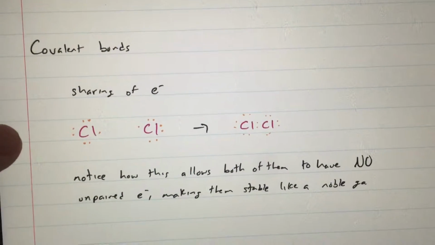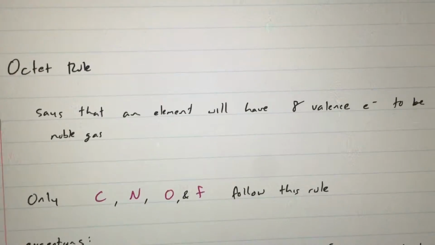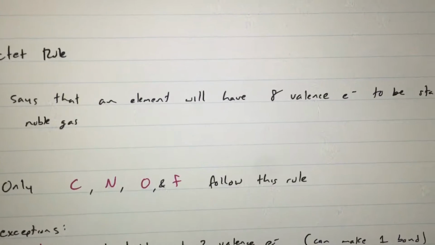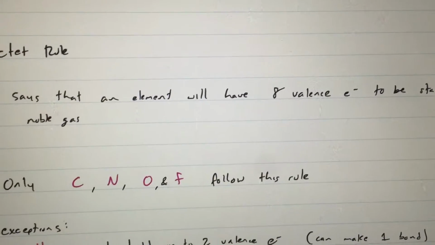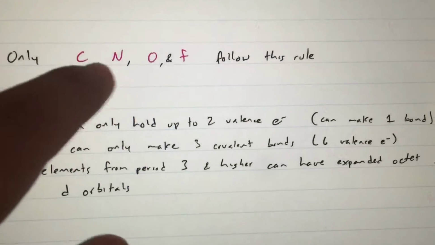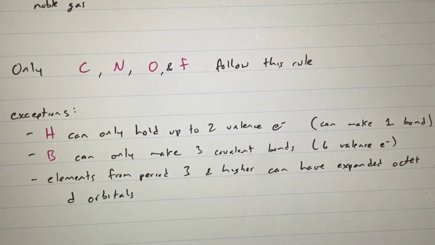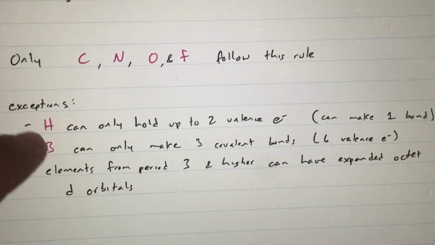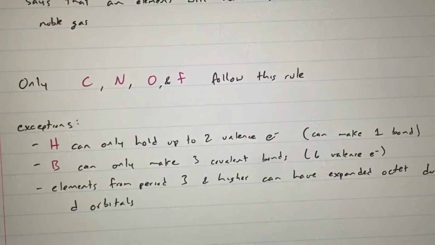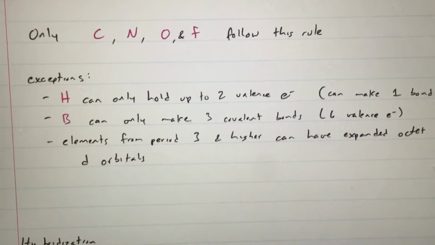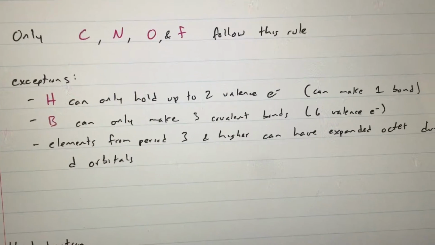How do we know how many bonds an element can have? Well, for that, we use the octet rule to find out. The octet rule just says that every element should have about 8 valence electrons to be stable, just like a noble gas. But in reality, this only happens for carbon, nitrogen, oxygen, and fluorine. Now, exceptions. Hydrogen can only hold up to 2 valence electrons, meaning it can only make the 1 bond. This is because it only has the 1s orbital, and each orbital can only hold 2 electrons.